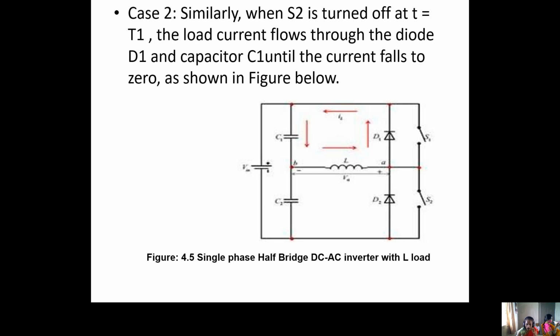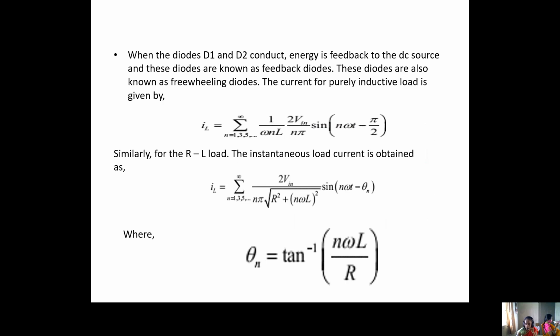So this is the single phase half bridge DC to AC inverter with RL load, where switch S2 is turned off. When the diodes D1 and D2 conduct, energy is fed back to the DC source, and these diodes are known as feedback diodes. These diodes are also known as freewheeling diodes. The current for a purely inductive load is given as IL equal to sigma n equal to 1, 3, 5 to infinity of 1 by n omega L into 2 Vs by n pi sin of n omega t minus pi by 2.